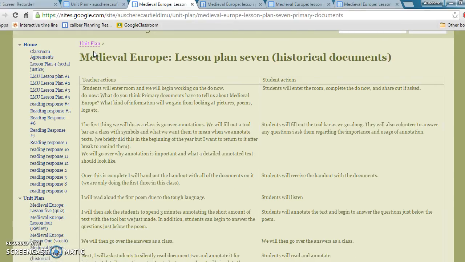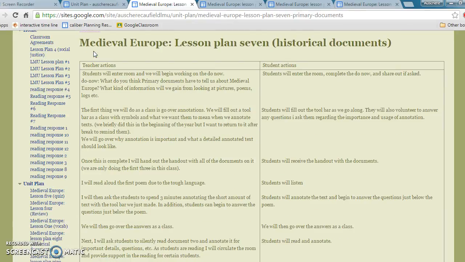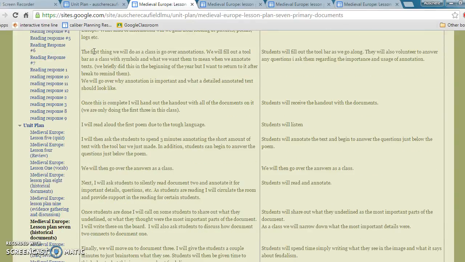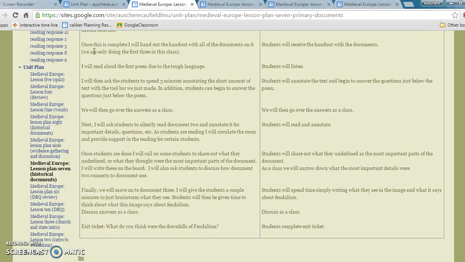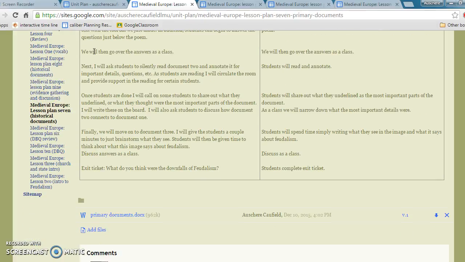Lesson 7 is beginning to work with primary sources. So the first thing we're going to do is I'm going to directly teach an annotation strategy. We're going to fill out an annotation toolbar. And then they're going to go through and read the primary source with that annotation toolbar. And then we're going to go over as a class, like what did they underline as the main parts of the text. So this is the primary source document.